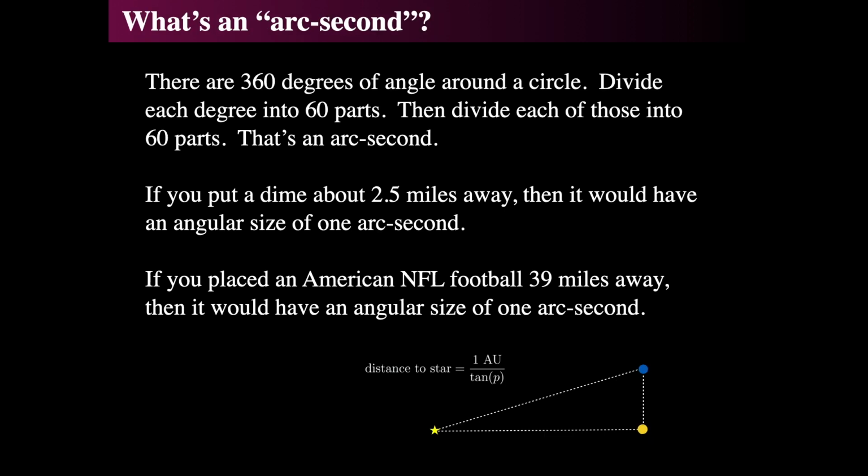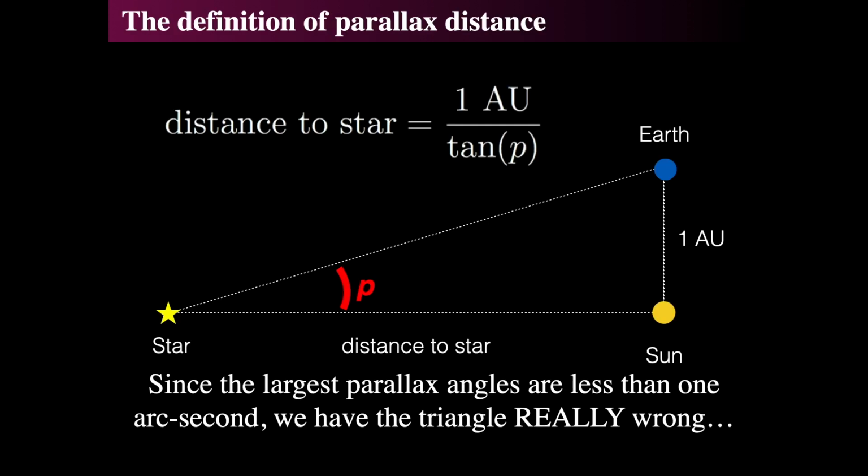And so, what is an arcsecond? Can we actually get an intuitive feel for that? Again, it's 360 degrees around the circle. Divide each degree into 60 parts, and divide each of those parts into 60 parts, and that's an arcsecond. Another way to think about it, you take a dime, put it 2.5 miles away, that's the angular size of 1 arcsecond, or a football 39 miles away would have that same size. So let's go back and say they're really small.